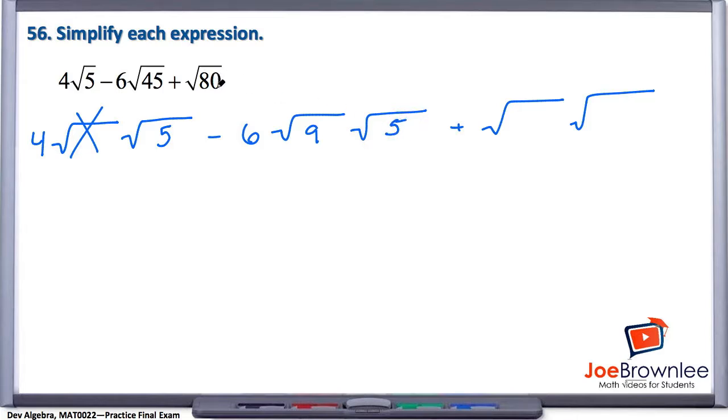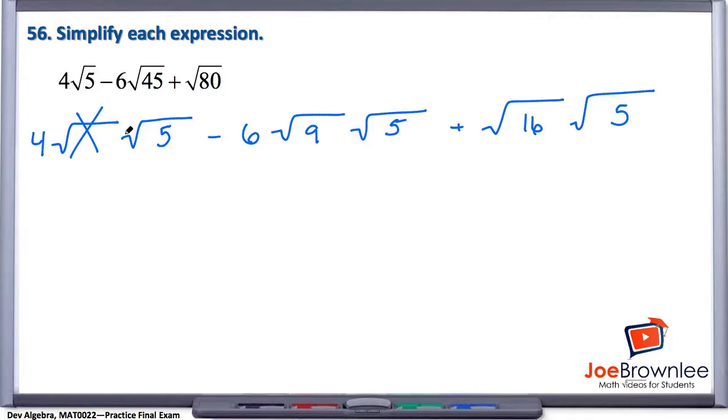And how about square root of 80? Is 80 a perfect square? No, I don't think so. So what's the largest perfect square we can multiply by something else to give us 80? Well, I think 16 times 5 will give us 80. 16 is the largest perfect square that goes into 80. And so there we have it. We've broken up into good stuff, bad stuff. Now let's see what happens.